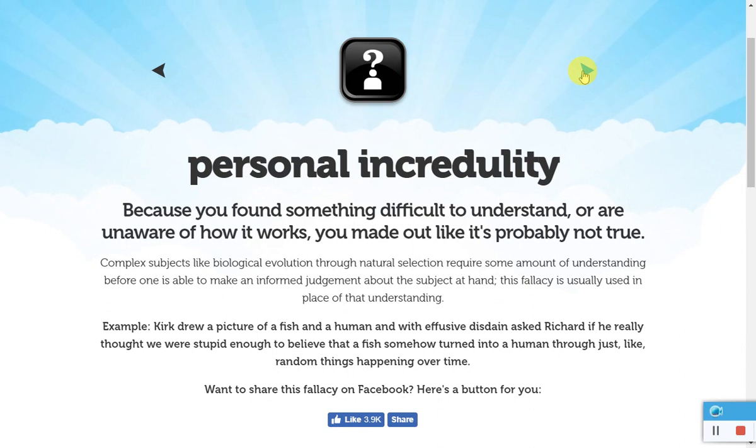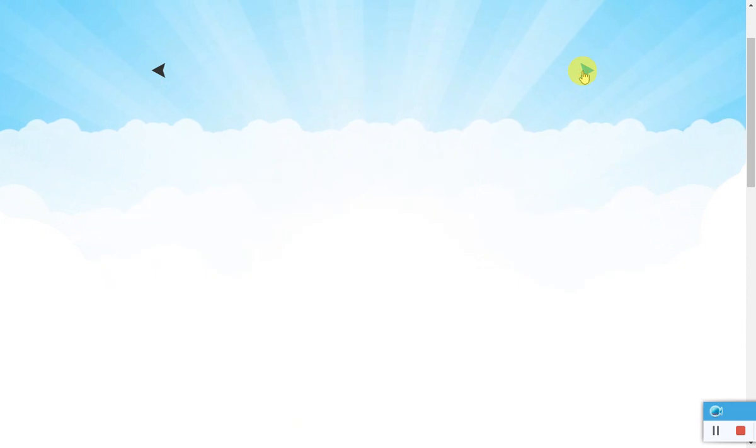Complex subjects like biological evolution through natural selection require some amount of understanding before one is able to make an informed judgment about the subject at hand. This fallacy is usually used in place of that understanding. Example, Kirk drew a picture of a fish and a human, and with effusive disdain asked Richard if he really thought we were stupid enough to believe that a fish somehow turned into a human through just, like, random things happening over time. 9. Special pleading.